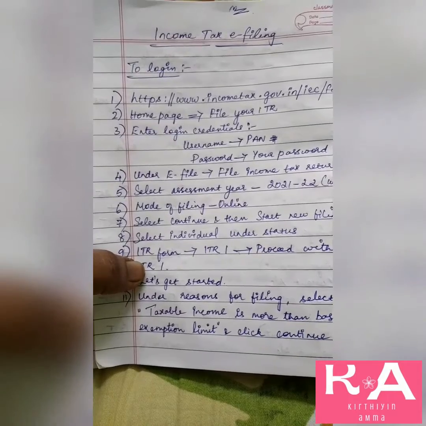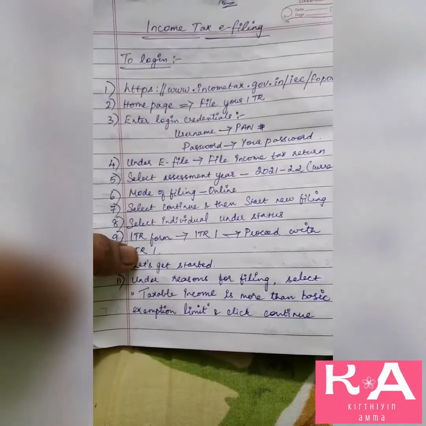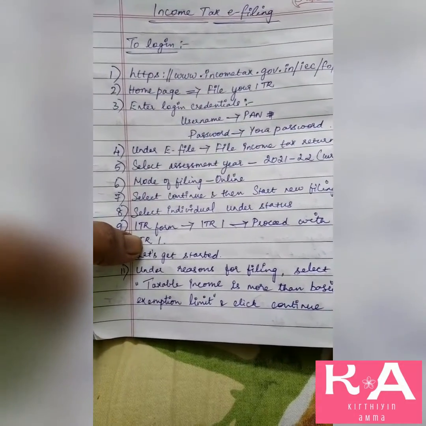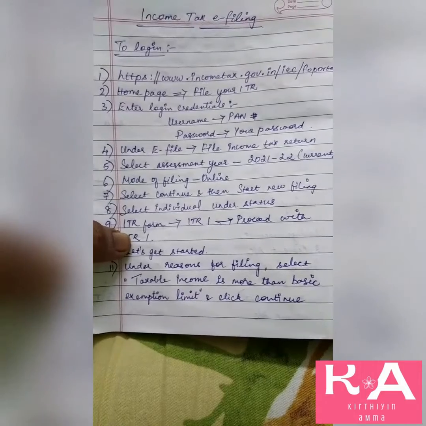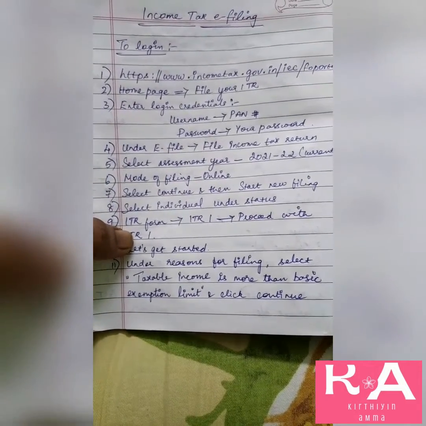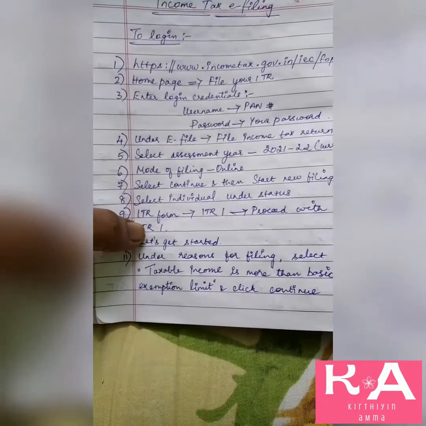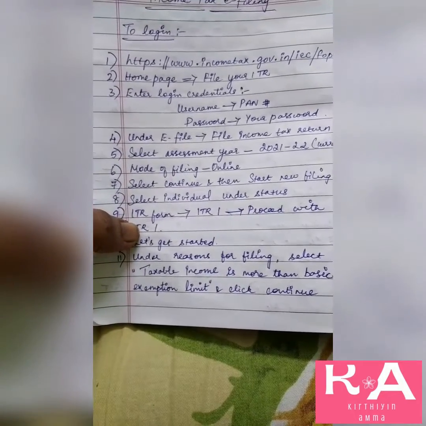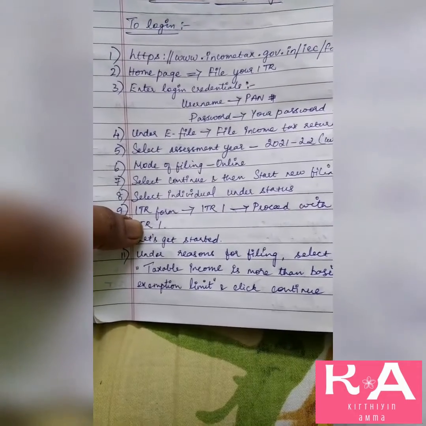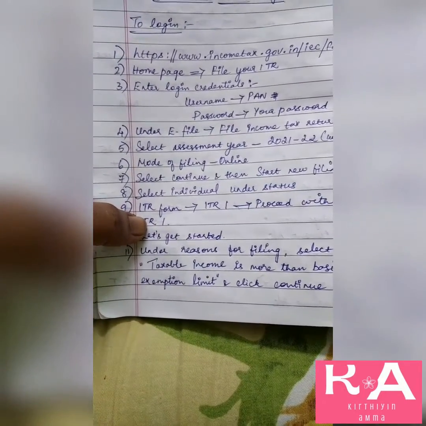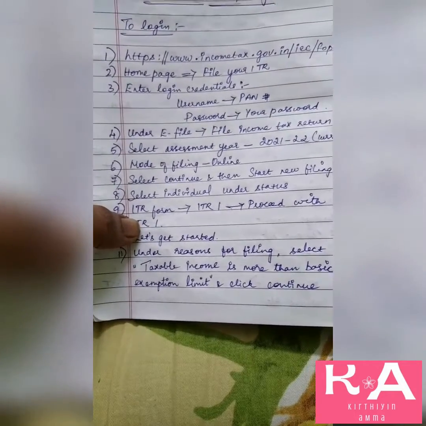So today we are going to see how to e-file income tax return. First of all, to log in you will have to go through this particular website which I have stated here. You go to that website and then in the home page you will have File your ITR. You will have to select that and enter your login credentials, wherein your username will be your PAN number and password will be your own password which you have set already.